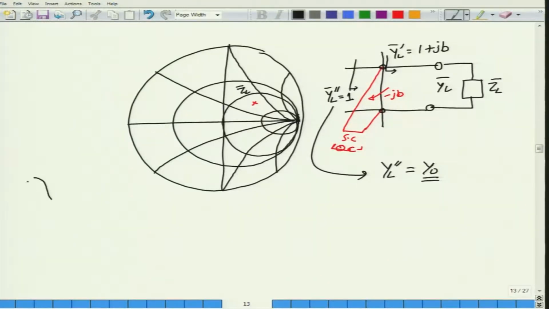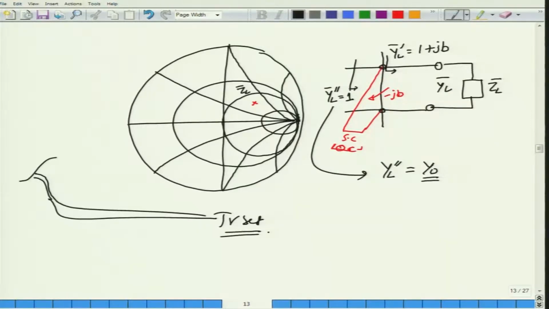Suppose this is my antenna and these are the antenna lines that are connected maybe to the TV set. Here I can put a tuner, which will connect from these two lines a short-circuited stub or an open-circuited stub, and you can simply move the tuner. Why do I need to move the tuner? I need to know the distance over which I have to move from the load to the point where I reach YL prime. So if I move from the load a distance of d, I would have reached YL bar, which is 1 plus jB.